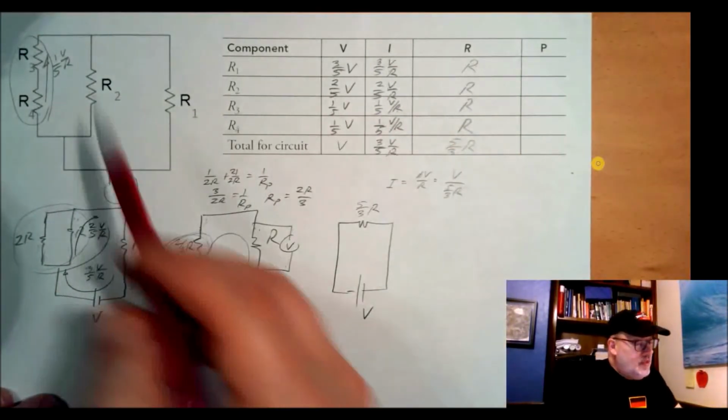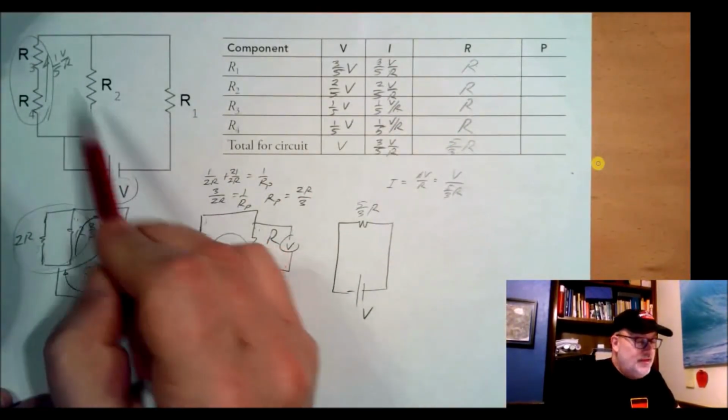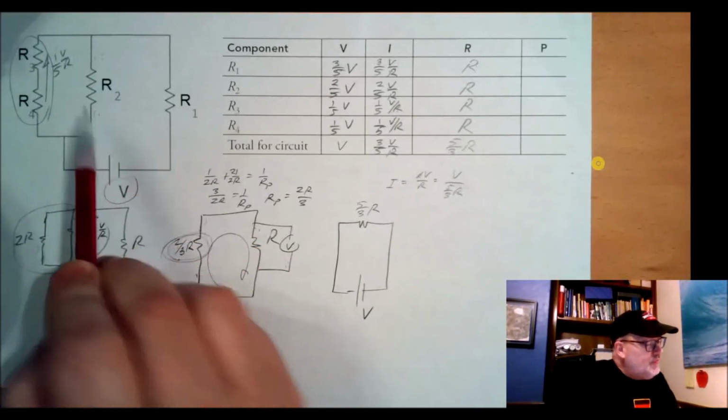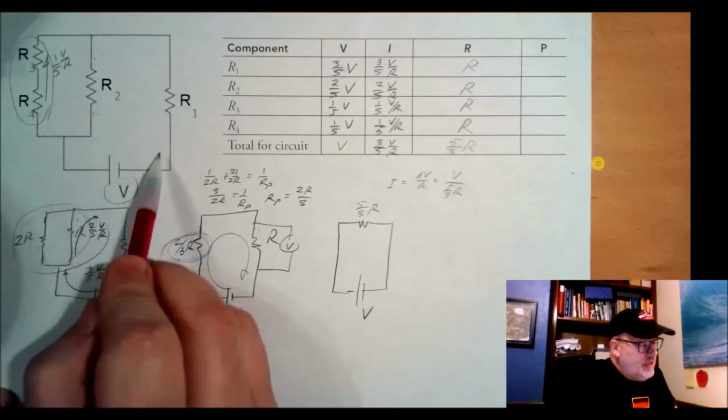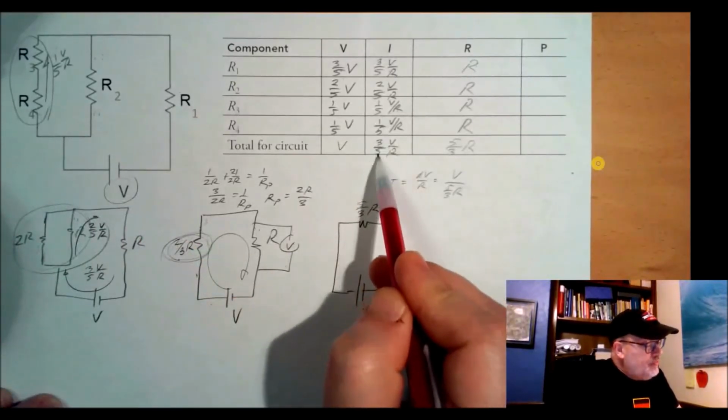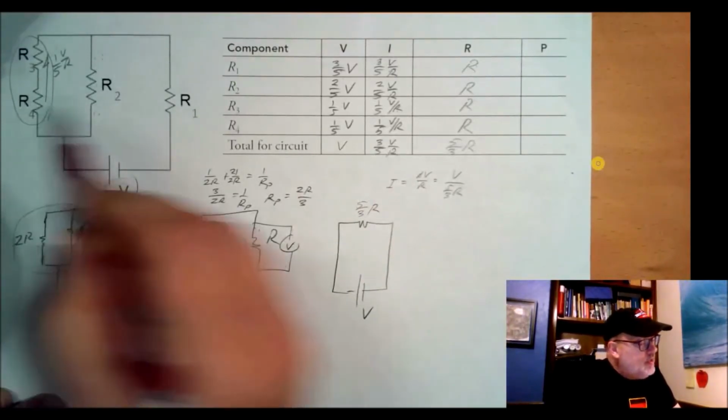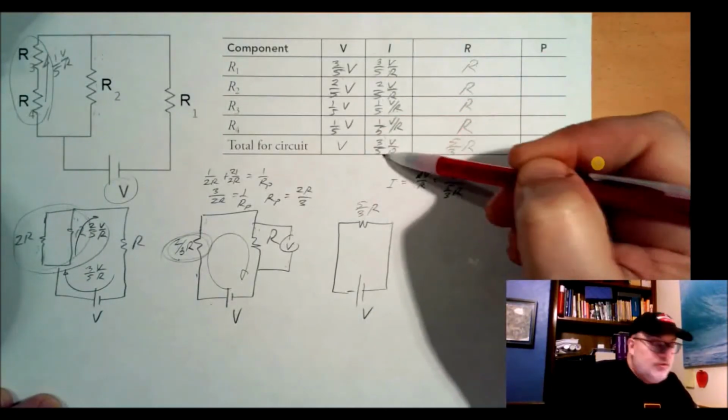Now see if that makes sense. The potential difference across these two has to be the same as this, because this sits in parallel with this. So the potential difference across R2 is 2/5, and this is 1/5 and 1/5, so that adds up. Let's check our current. The current that comes through here is the total, 3/5 V over R, and so these two currents that come here and here must be 2/5 plus 1/5, which is 3/5, so that adds up.